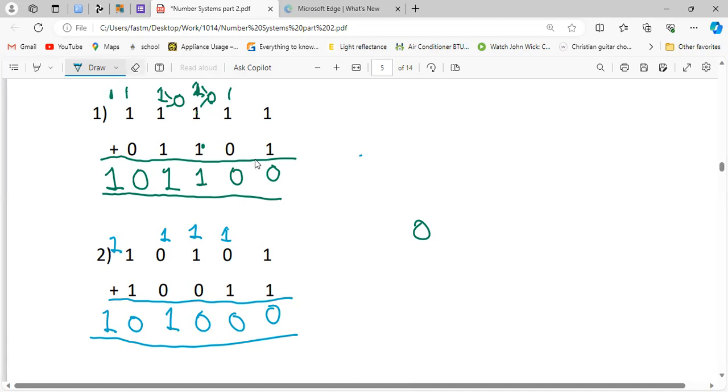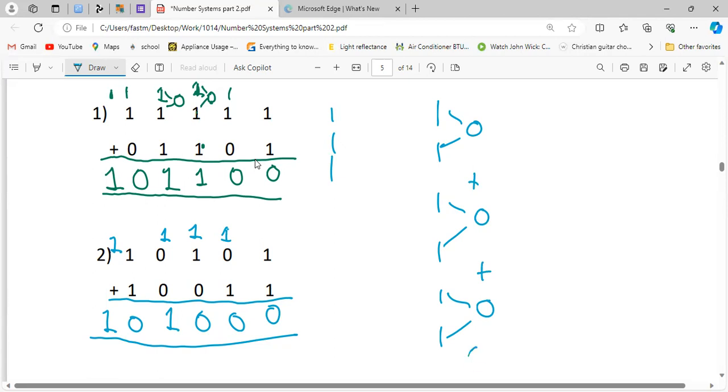So just to bring home the point, if I had 1, 1, 1, 1, 1, 1, some mad thing like that, this here gives me 0, carry a 1. This here gives me 0, carry a 1. This here gives me 0, carry a 1. And then you're left with 0 in the column. That's really what it is.